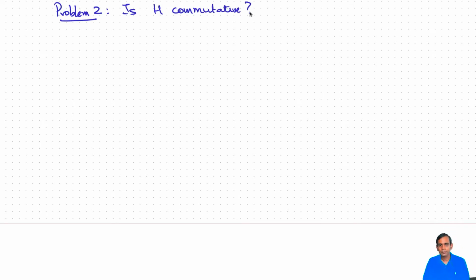Okay, the next problem, problem 2, is H commutative? Well, this is an easy one, right? What do you think? You're right, the answer is no, because IJ is K, but that's not equal to JI, which is minus K. So the ring is not commutative. That is an example of two things in this ring which don't commute.